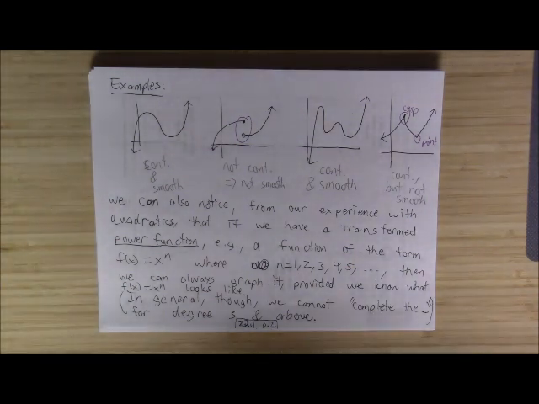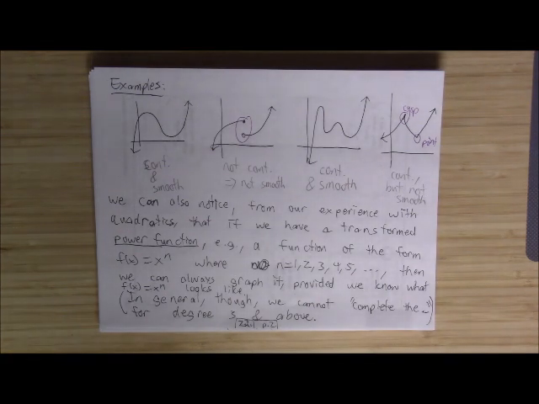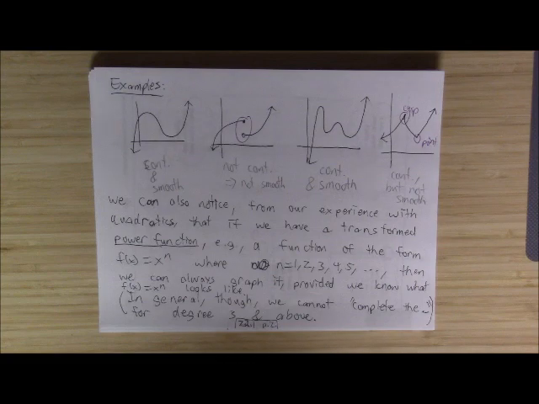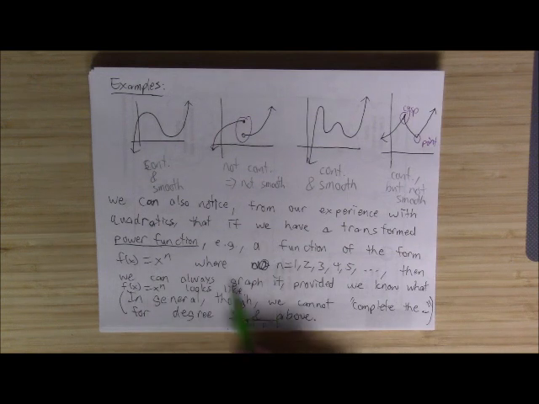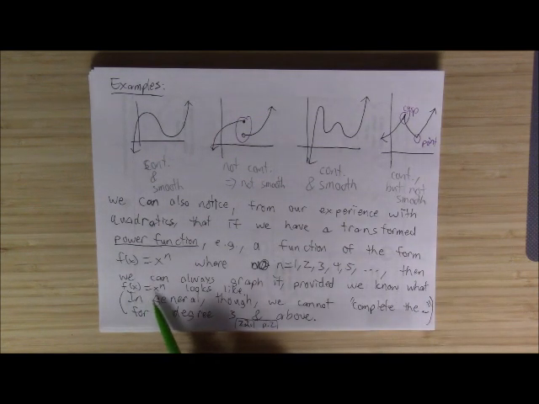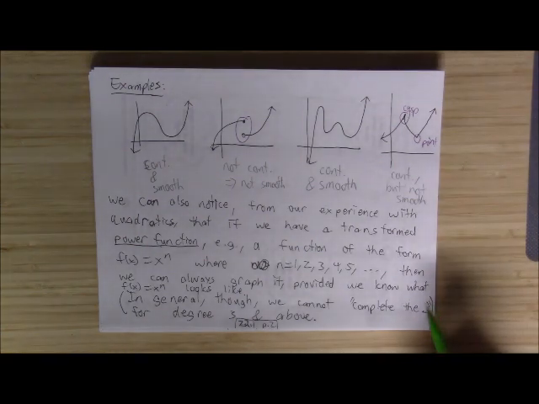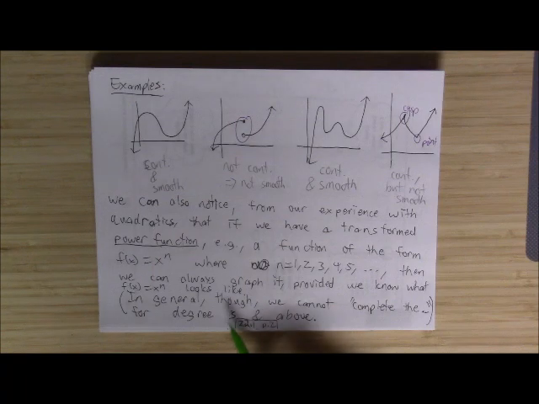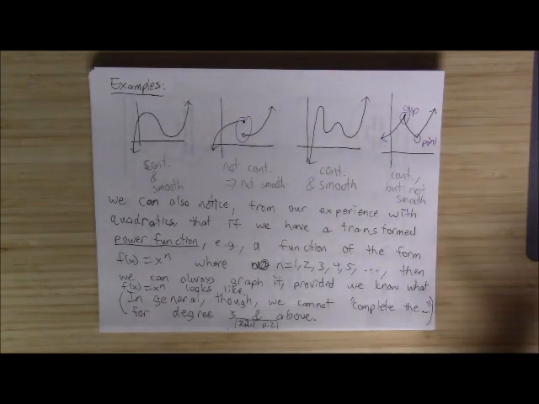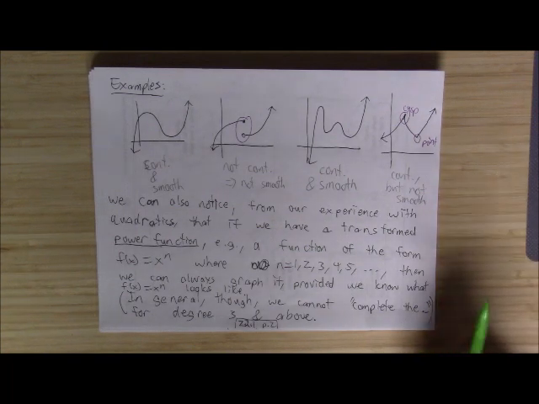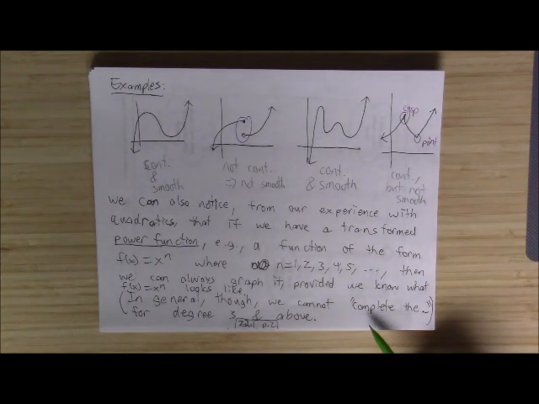Moving on, we can also notice from our experience with quadratics that if we have a transformed power function, that is a function of the form f of x equals x to the n, where n is equal to 1, 2, 3, 4, 5, etc., then we can always graph it provided we know what f of x equals x to the n looks like. Something to be warned about, and I'll talk a little bit about this at the end of the video. In general, though, we cannot just complete the cube or the fourth or whatever, for degree 3 and above. So, in other words, if you're hoping that this can be just like graphing quadratics, you're going to be disappointed.